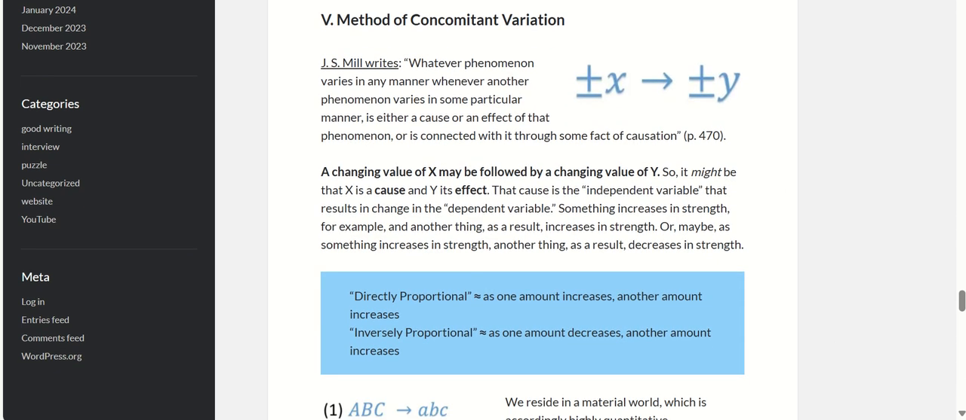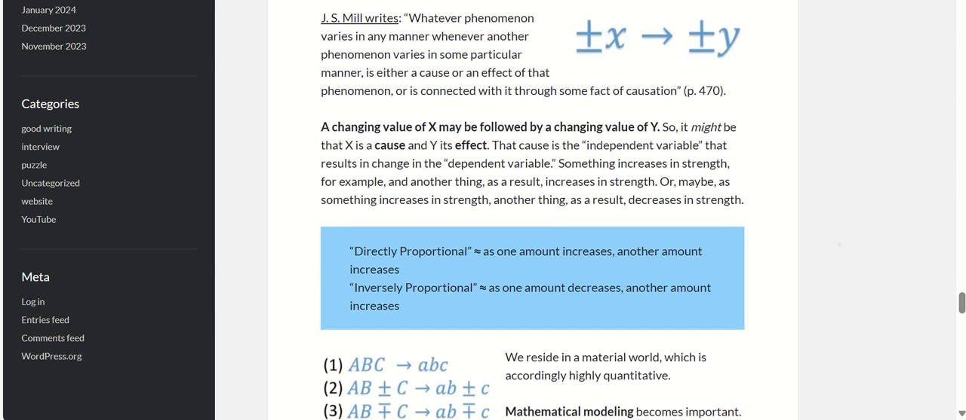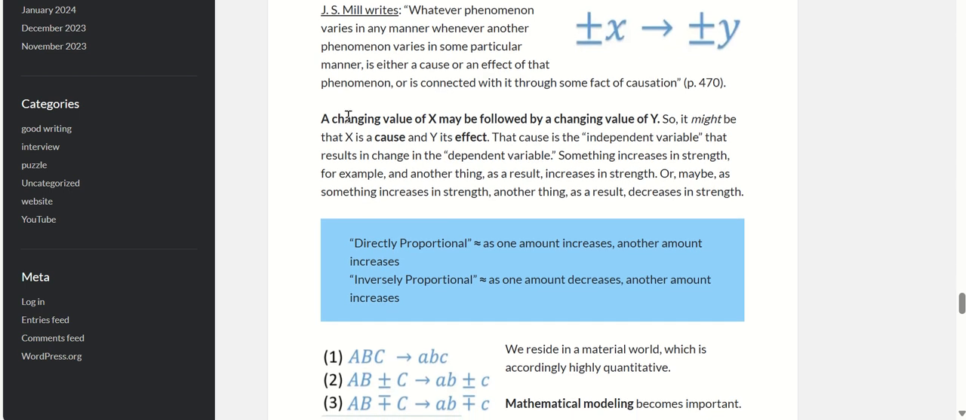Then we have the method of concomitant variation. Concomitant variation, I'm having some difficulty pronouncing that right now. So a changing value of x may be followed by a changing value of y. It might be that x is the cause and y is its effect, that the independent variable causes a change in the dependent variable. Something increases in strength, for example, and another thing, as a result, increases in strength. Or maybe if something increases in strength, another thing, as a result, decreases in strength.